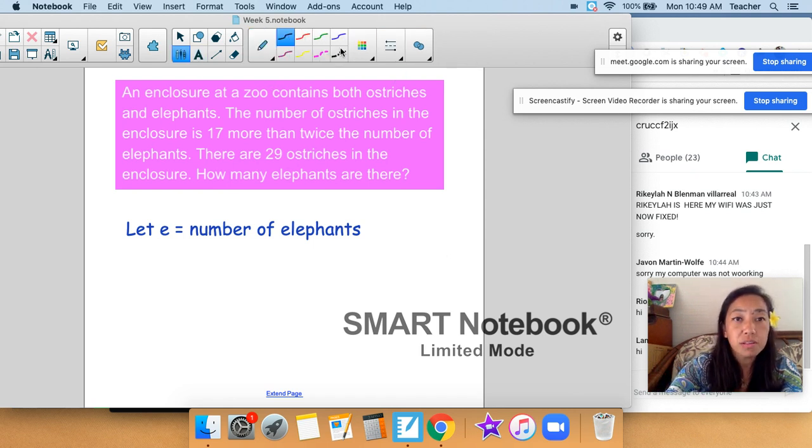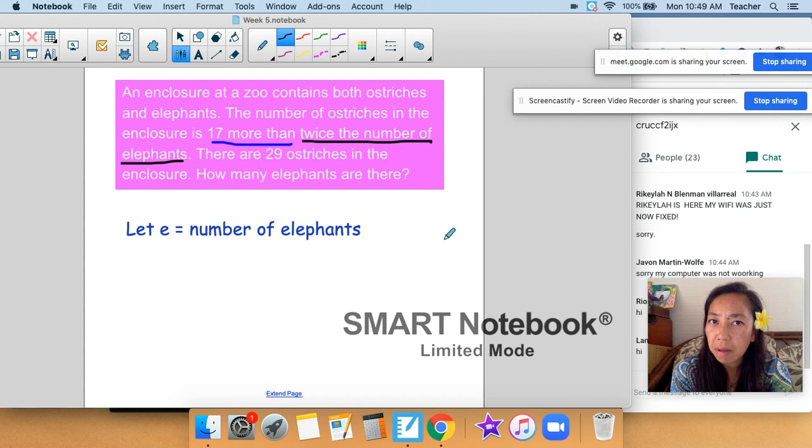Let me draw. Here it says 17 more than. That means the 17 is going to come after, and it's going to come after twice the number of elephants. We don't know how many elephants there are, but we did set up a variable, so that allows us to write an equation.